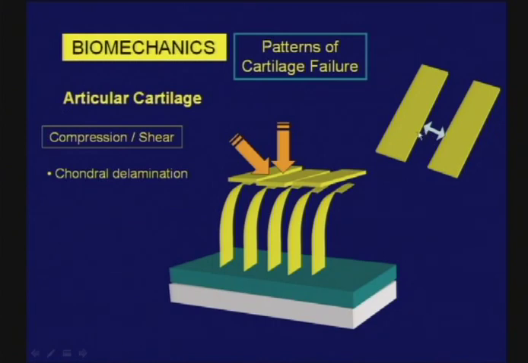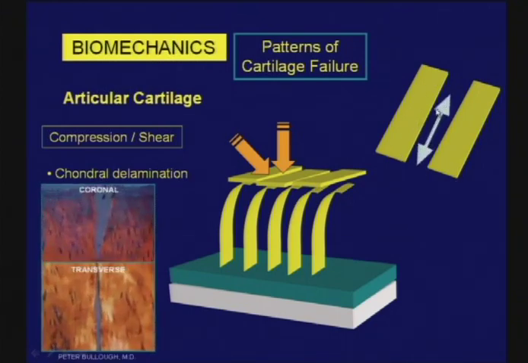If that is the case, they will be converted. They cannot go further in that particular direction because of these collagen bundles. So the pattern of failure that we're going to see at the surface of articular cartilage typically will be parallel to those surface collagen fibers. That's shown beautifully in an article by Peter Bulla, a very well-known pathologist.